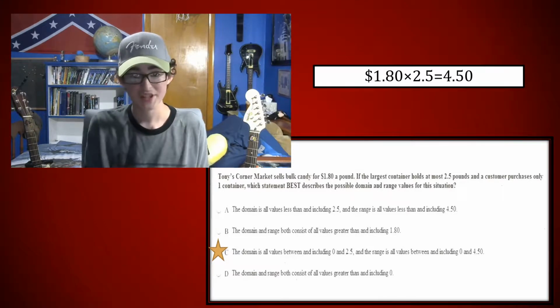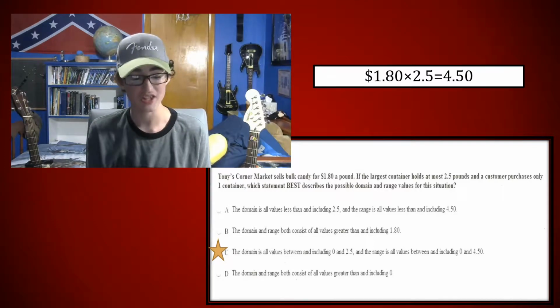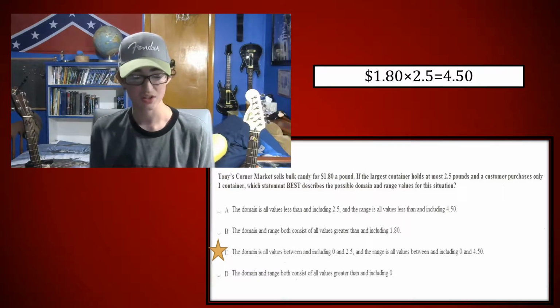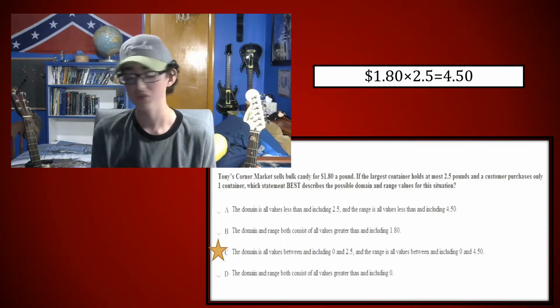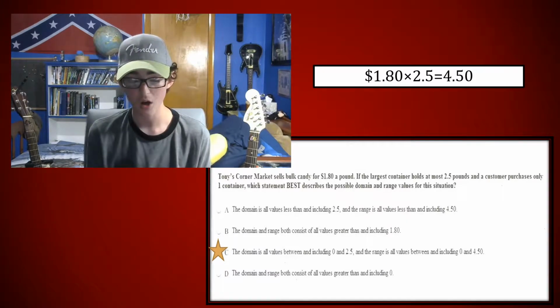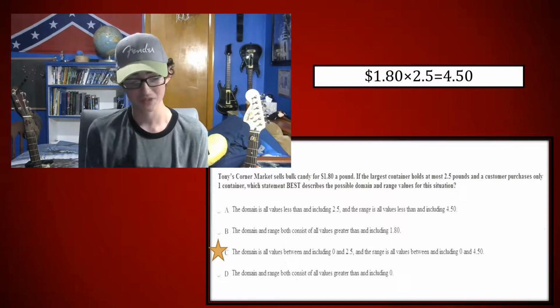Okay? So, for the answer A, the domain is all values less than and including 2.5, and the range is all values less than and including 4.50. Well, that's wrong, because the domain doesn't go up to 4.50. B, the domain and range both consist of all values greater than and including 1.8. Well, that's not right, because none of them go up to 4.50.